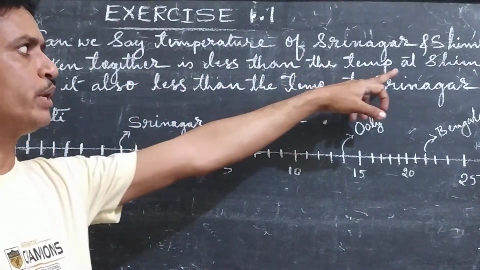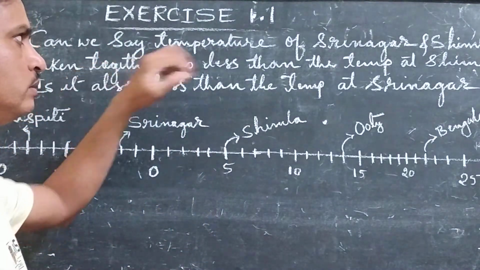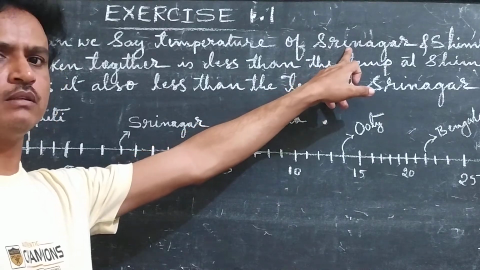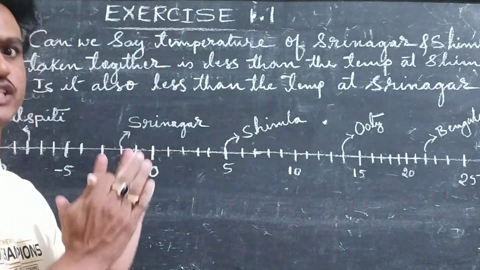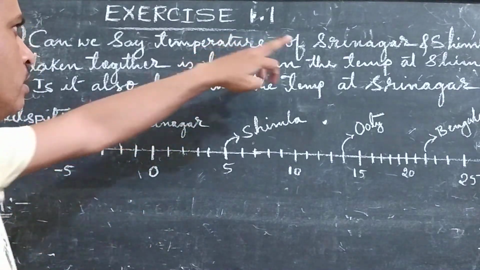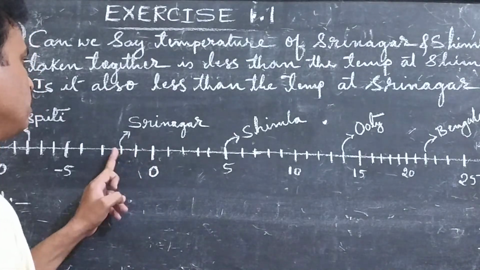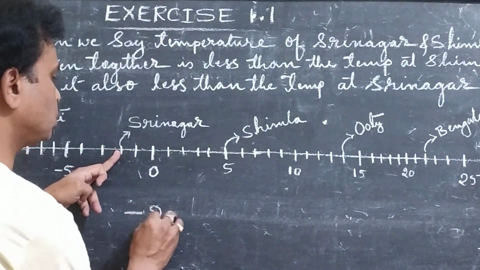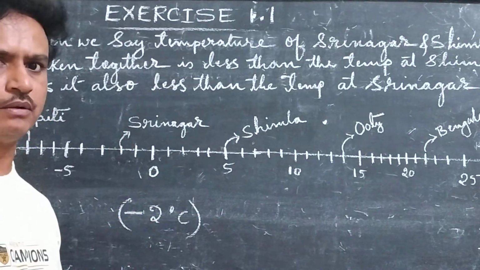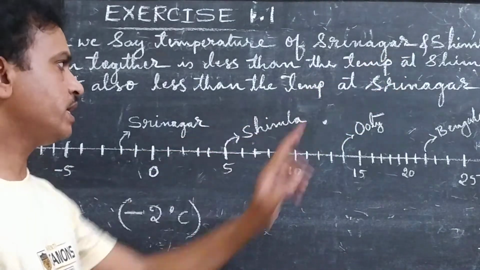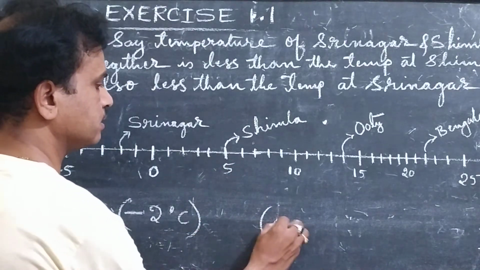Next question: can we say the temperature of Srinagar and Simla taken together is less than the temperature of Simla? First we should know the temperature of Srinagar and the temperature of Simla, and take both together. What is the Srinagar temperature? 0, minus 1, minus 2. Minus 2 degrees Celsius is the temperature of Srinagar, and Simla's temperature is 5 degrees Celsius.